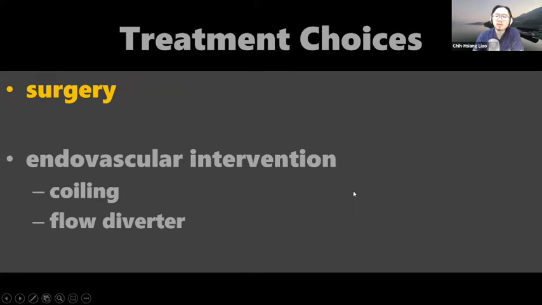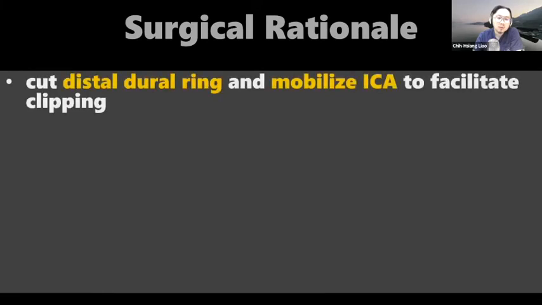So the treatment choices, right? Just as Professor Hongo's introduction, we neurosurgeons are now facing the endovascular intervention, whether it's coiling or flow diverter. But after I discussed the treatment choices with the patient, the patient chose to have this surgery. So during the surgery, we have to cut the distal dural ring and mobilize the ICA to facilitate clipping.